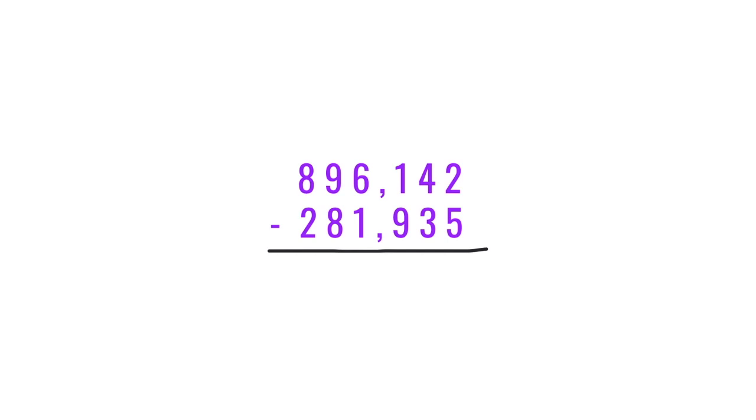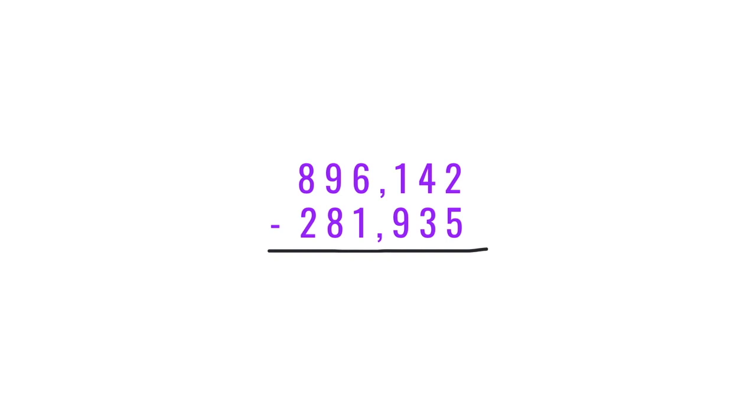In this video, you will learn how to subtract multi-digit whole numbers with borrowing. So we have 896,142 minus 281,935. Our digits are all lined up with the place value positions under each correct place value position, so we are ready to subtract. The first step is to take 5 away from 2, but we can't.